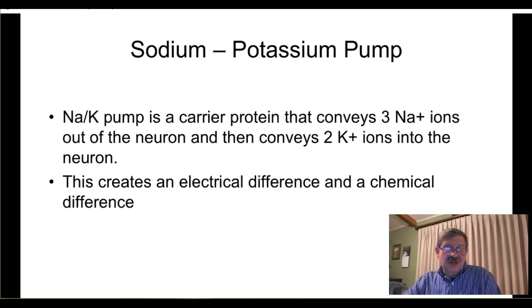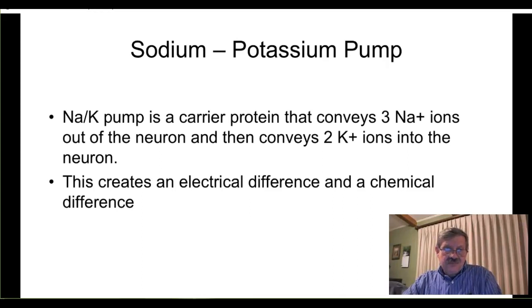The difference is, in facilitated diffusion, the material is moving down or along a concentration gradient. It's moving to an area where it's in lower concentration, and the cell does not utilize any of its energy to cause that to happen. In active transport, the material is being moved up a concentration gradient or against a concentration gradient, and the cell has to expend some of its ATP energy to cause this to happen.